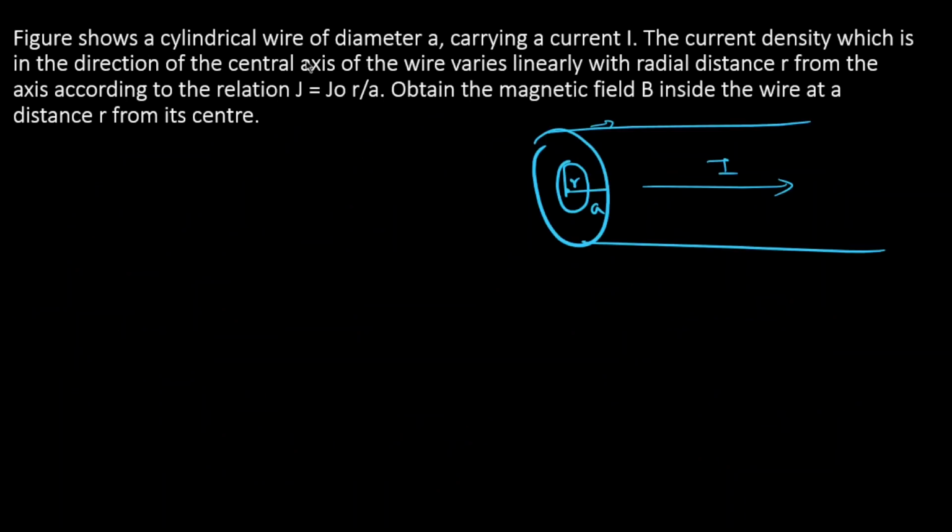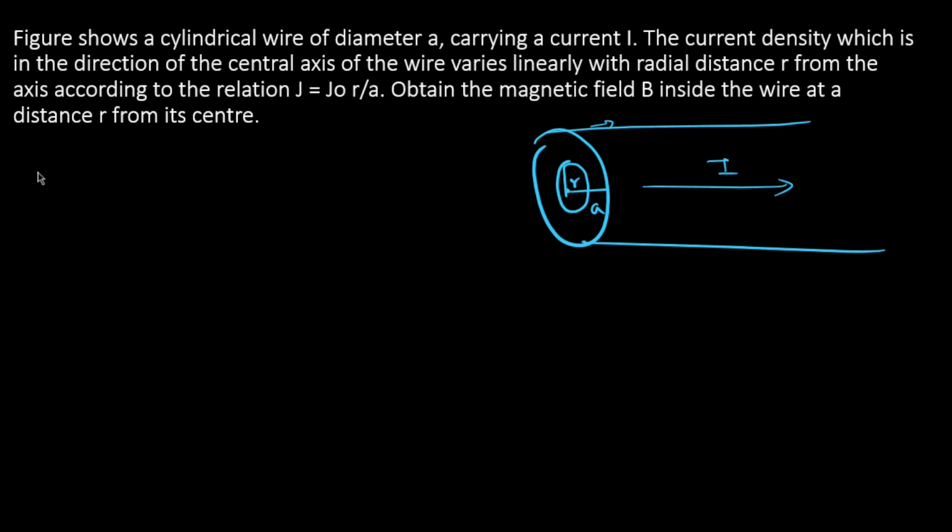So the figure shows a cylindrical wire of diameter A carrying a current I. The current density, which is in the direction of the central axis of the wire, varies linearly with radial distance r from the axis according to the relation J equal to J naught r by A. Obtain the magnetic field B inside the wire at a distance r from its center.